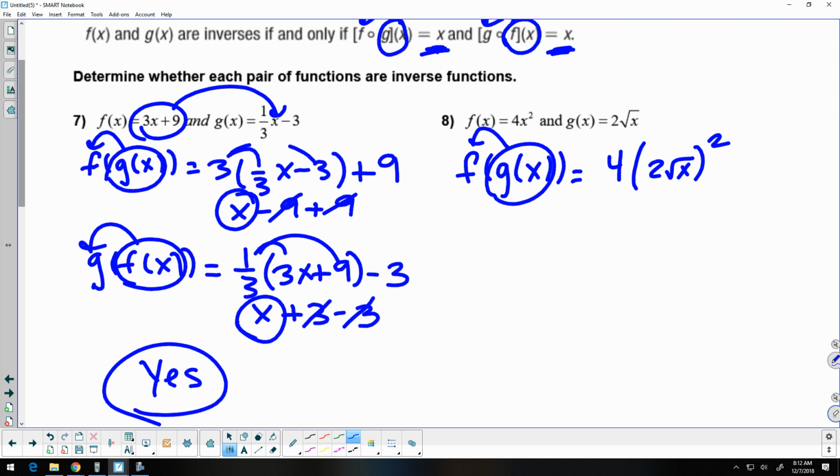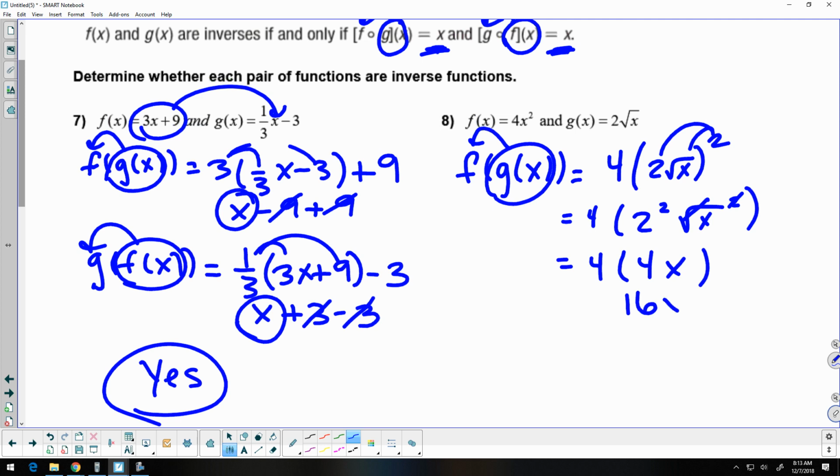So we have to square both of these. We're squaring that whole entire monomial. So this would be 4, again, we're doing 2 squared. The square root of x is being squared, so that would give us an x. These are inverse operations. They cancel each other out. So I just have the x left over, so I have 16x.